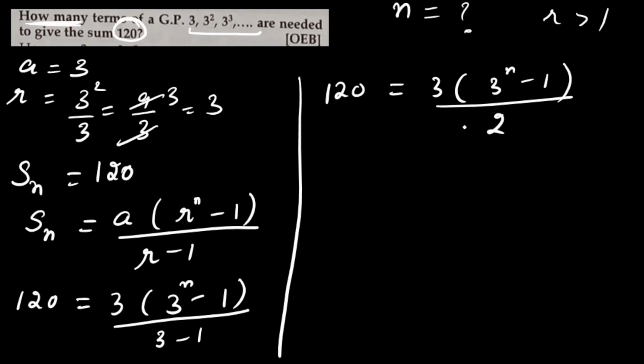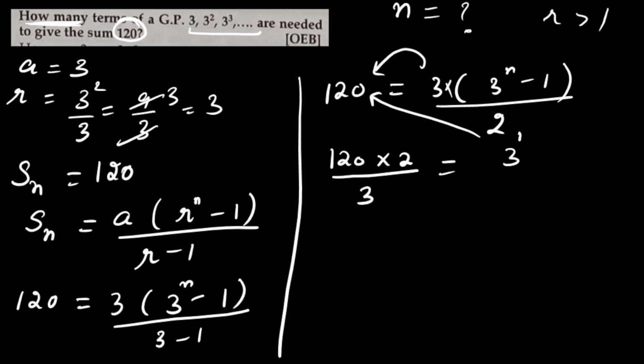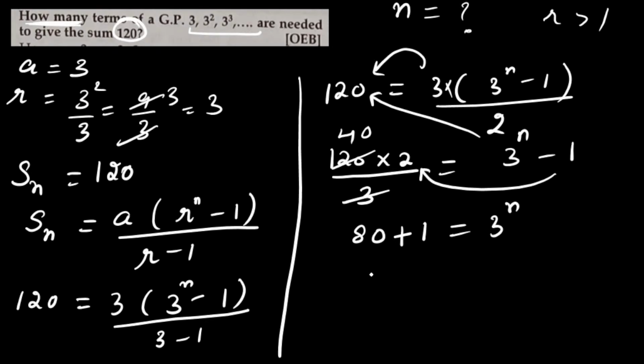Now let's shift the terms accordingly. First of all, we'll shift this 2. So 120 into 2, this 2 will get multiplied when we shift. Now let's shift this 3. Here 3 is getting multiplied, so when I shift it to the other side, it will get divided. Here I am left with 3 to the power n minus 1. We can do cancellation here. 3 into 4 is 12, so 40. So this is 40 into 2, which is 80. Now let's shift this minus 1 to this side. It will change to plus 1, so 81 is equal to 3 to the power n.